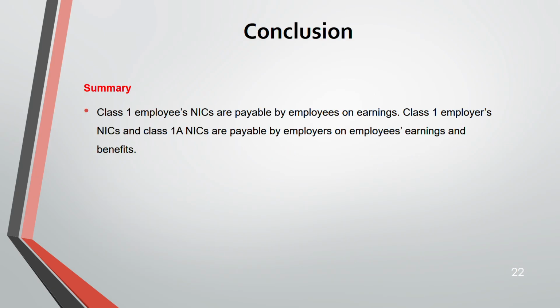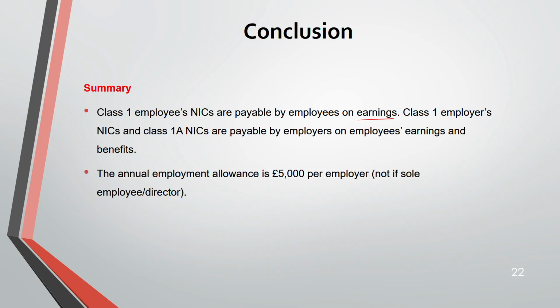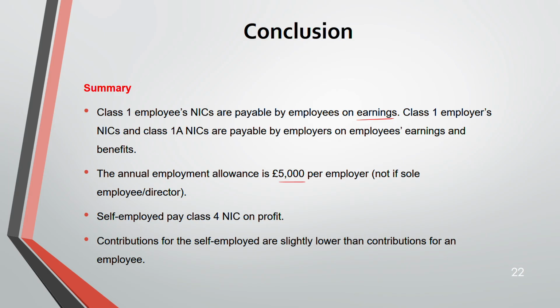So class 1 is payable by employees on their gross earnings: your salary, bonus, commission, anything that can be converted into cash. Then class 1 employer NIC is there, and class 1A NIC is also there, which is also paid by the employer on benefits, paid by 22 July under PAYE. And the annual allowance is 5,000. But if you are the sole employee who is also a director, the 5,000 is not applicable. Self-employed people pay class 4 NIC on profit. Contributions for self-employed are lower than for employees.